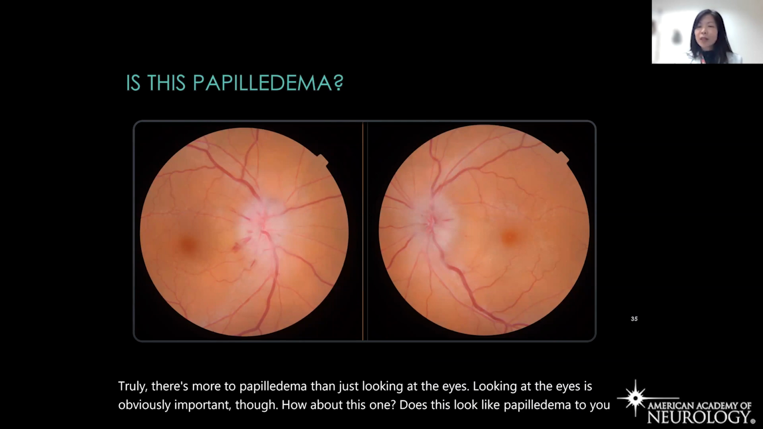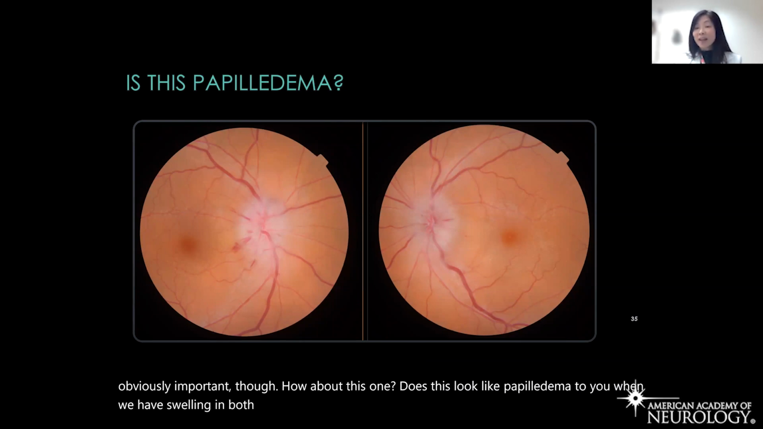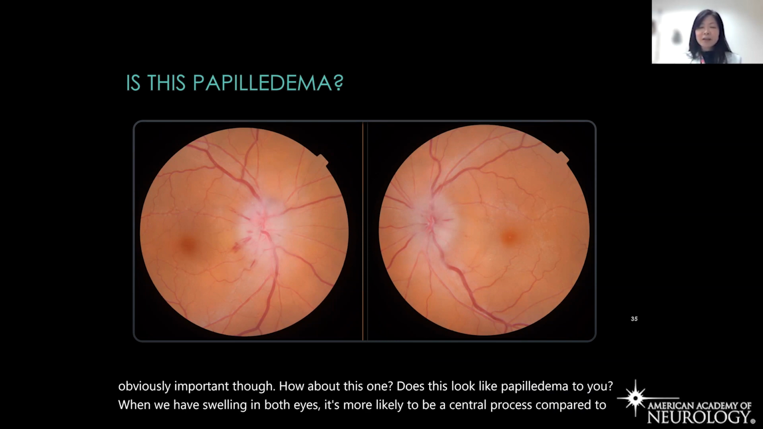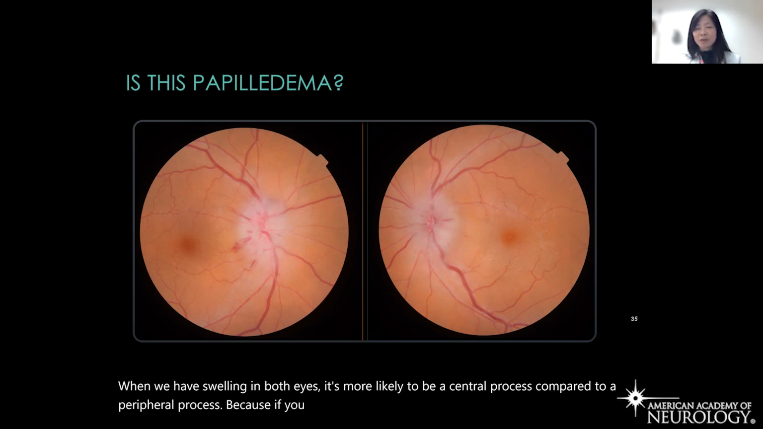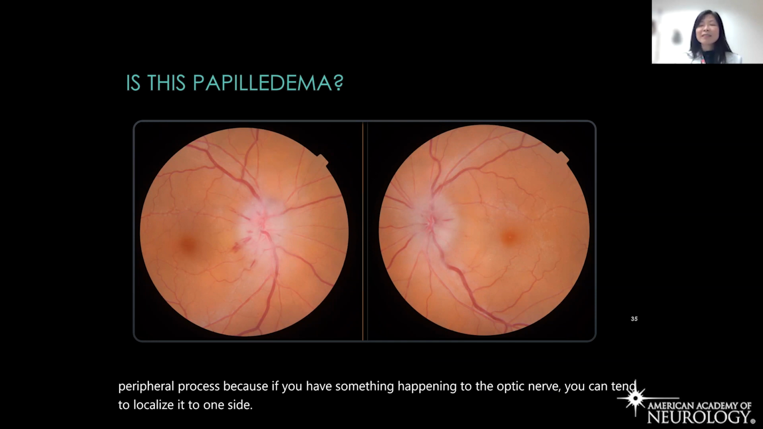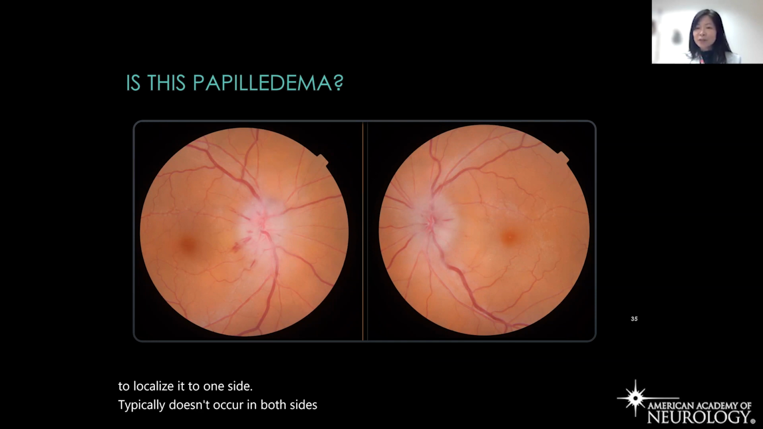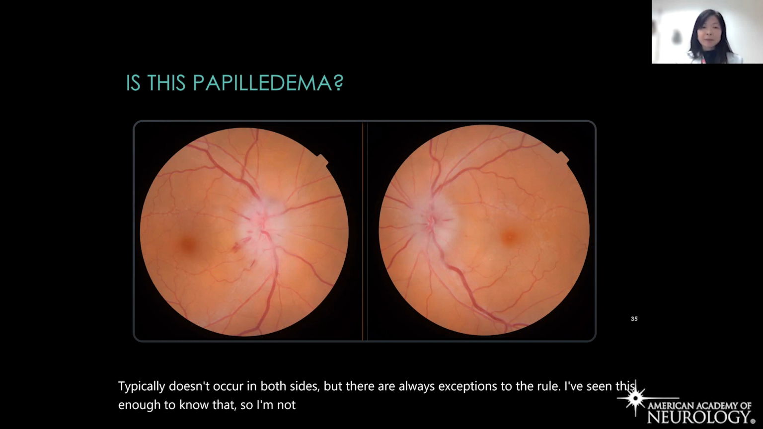Well, when we have swelling in both eyes, it's more likely to be a central process compared to a peripheral process, because if you have something happening to the optic nerve, you can tend to localize it to one side. It typically doesn't occur on both sides, but there are always exceptions to the rule. I've seen this enough to know that. So I'm not going to commit that this is papilledema.